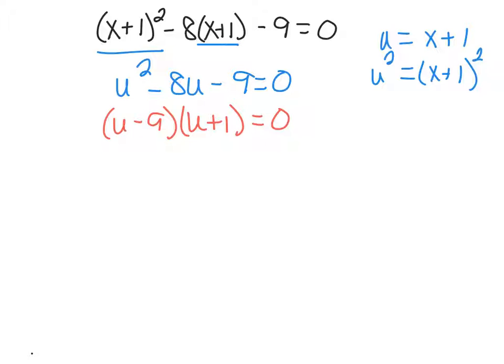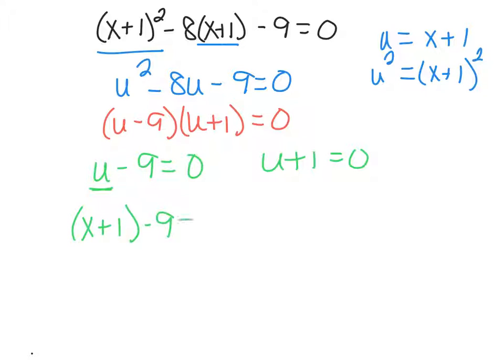Set each factor equal to 0. U minus 9 equals 0. U plus 1 equals 0. And let's go ahead and do our substitution for u. This would be x plus 1 minus 9 equals 0. This one right here would be x plus 1 plus 1 equals 0.